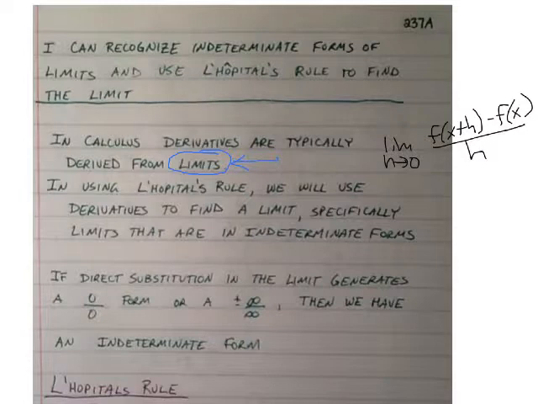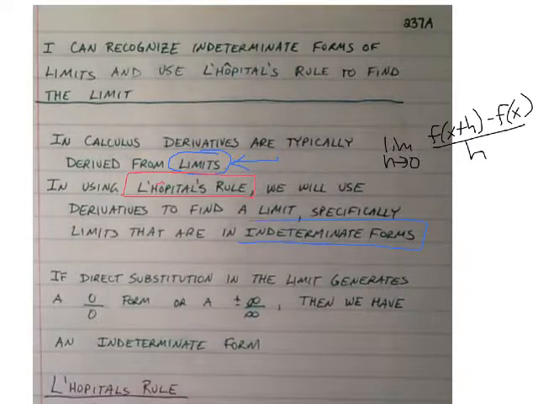So when we are using L'Hopital's rule, and I think that angle above the O is called a circumflex, if I have my French words right, we're going to use L'Hopital's rule, and we're going to use derivatives to find a limit. Specifically, limits that are in indeterminate form.